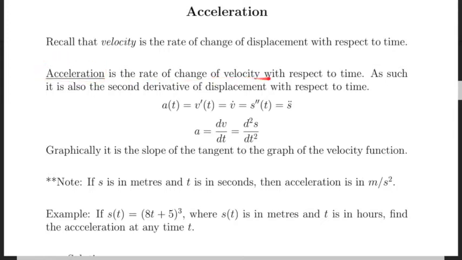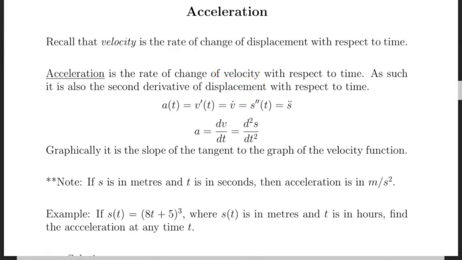Acceleration is the rate of change of velocity with respect to time. And again, because velocity is this vector quantity, acceleration is also going to be a vector quantity. So there's going to be positive acceleration and negative acceleration. Positive acceleration is when velocity is increasing. Negative acceleration is when the velocity is decreasing.